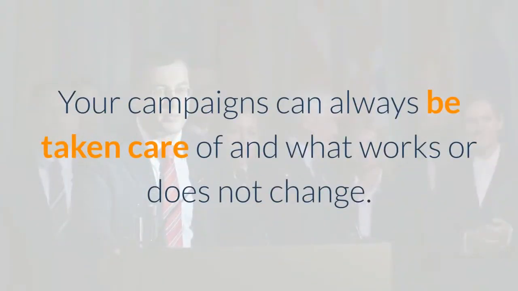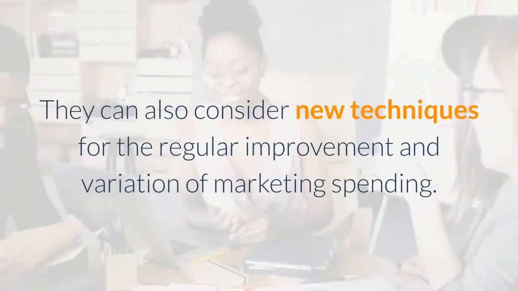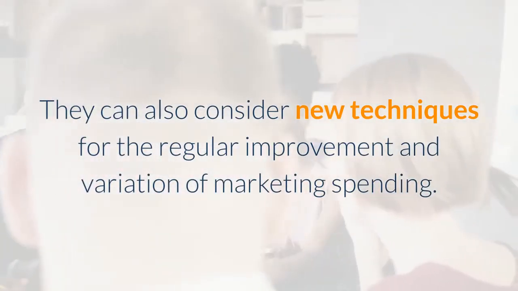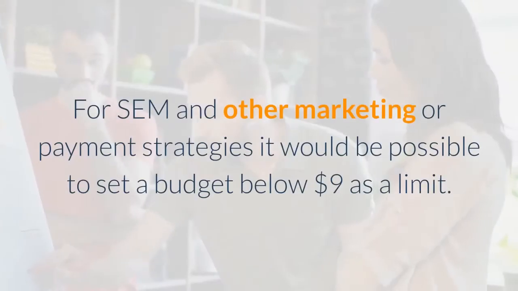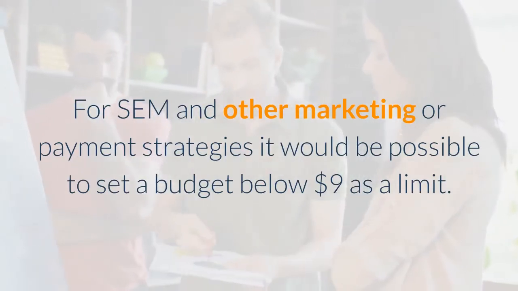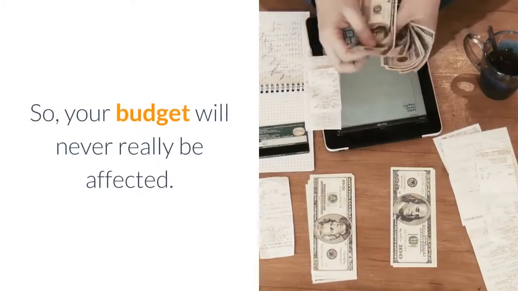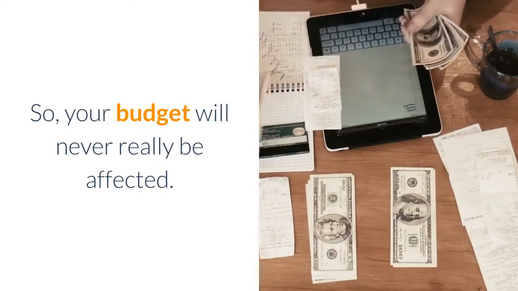Your campaigns can always be taken care of, and what works or does not can change. You can also consider new techniques for the regular improvement and variation of marketing spending. For SEM and other marketing or payment strategies, it would be possible to set a budget below $9 as a limit. So, your budget will never really be affected.